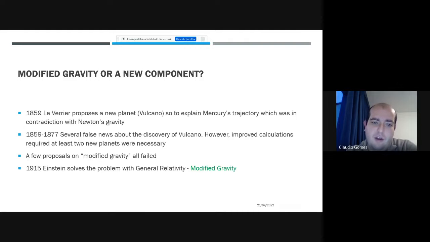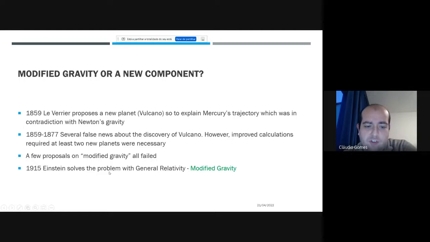So, opposite to Leverrier's proposal, not only did we have to introduce 1, but we needed to introduce 2. You see the thing? An analogy to dark energy and dark matter, right? In order to account for observations, we needed to introduce 2 dark components. So these kinds of proposals failed, okay?